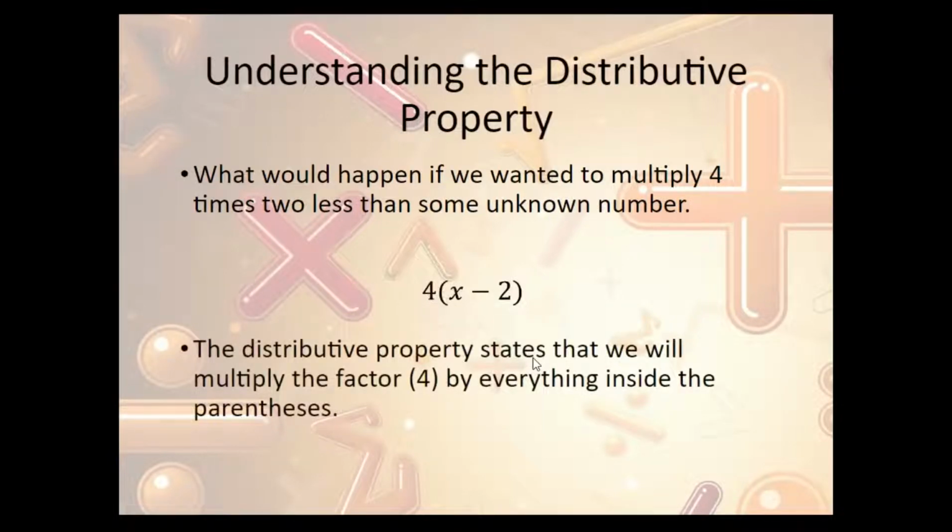The distributive property states that we will multiply 4, the number outside, by everything that's inside the parentheses. So this becomes 4 times x and 4 times negative 2. And then we can go ahead and combine whatever terms we can combine at the end. So in this case, we get 4x minus 8, because 4 times x is 4x, and 4 times negative 2 is negative 8.